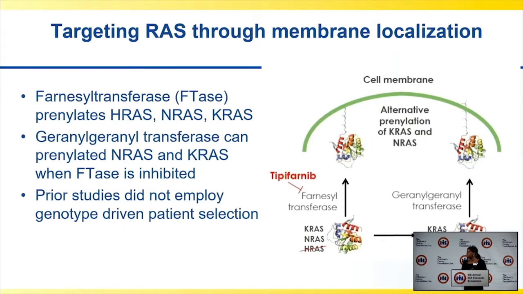We think that this is likely because HRAS is the only isoform that relies on farnesyltransferase for prenylation. KRAS and NRAS proteins can alternatively undergo prenylation using the enzyme geranylgeranyltransferase, and thus can escape inhibition with drugs such as Tipifarnib that target farnesyltransferase. Prior studies did not enroll patients based on the presence of an HRAS mutation in their tumors. So there were likely patients with NRAS and KRAS mutations that received this drug, and that was likely why they were not sensitive to Tipifarnib.